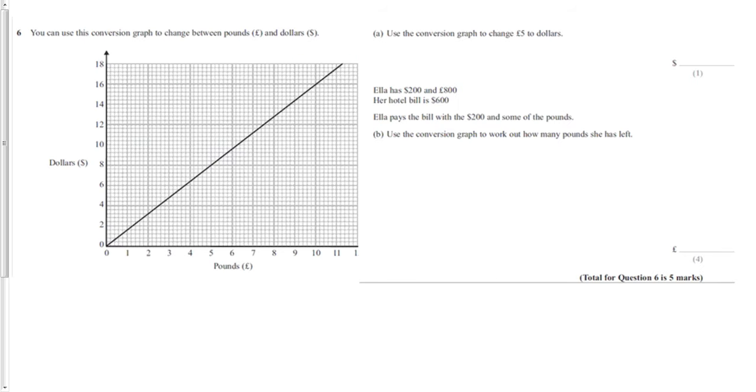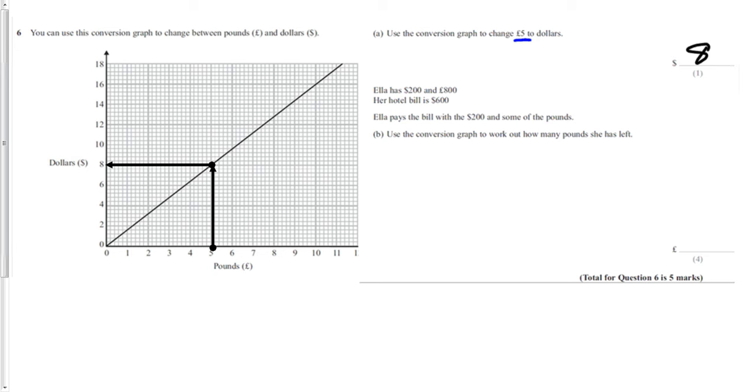Next question. You can use your conversion graphs to change between pounds and dollars. So the first question, nice and easy, is to convert £5 into dollars. So what we do is we go across to £5, and we go up from £5 to here, and then we go across to here. So we get $8 for that one.